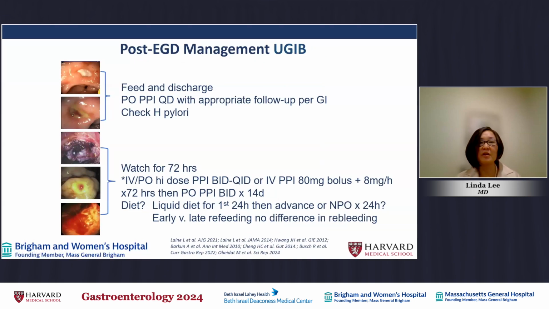Now, after endoscopy, what should you do? Well, for those patients with low risk of rebleeding, just feed them immediately and discharge them immediately. They should be placed on daily PPI with appropriate follow-up per GI, and of course, check H. pylori. For those patients with higher risk stigmata for rebleeding, you should watch them for 72 hours, and they should be administered high-dose PPI during this time, and then discharged on BID PPI for 14 days.